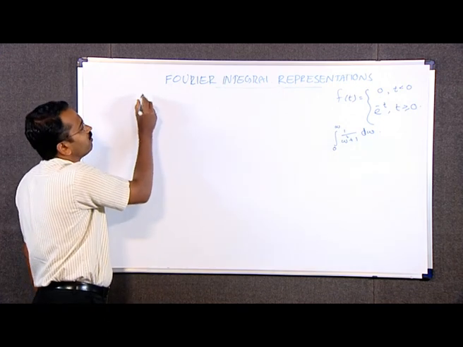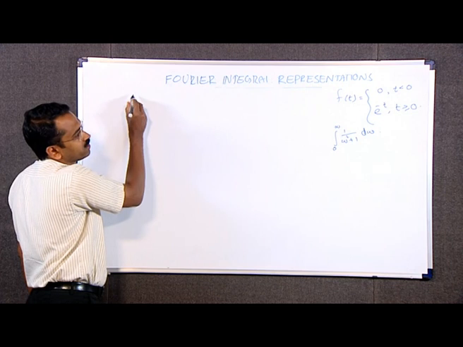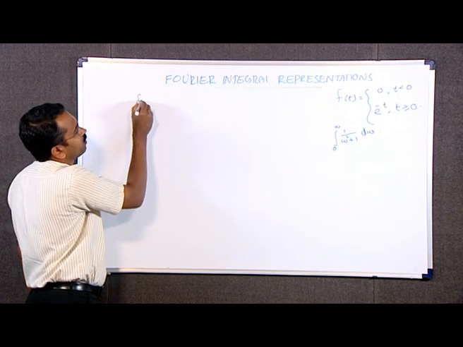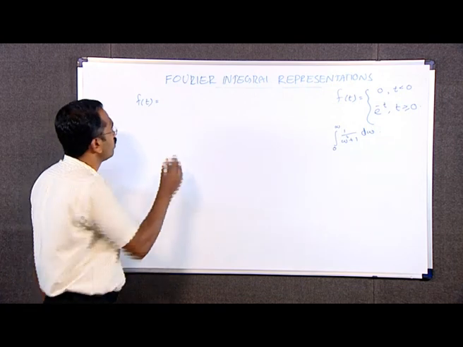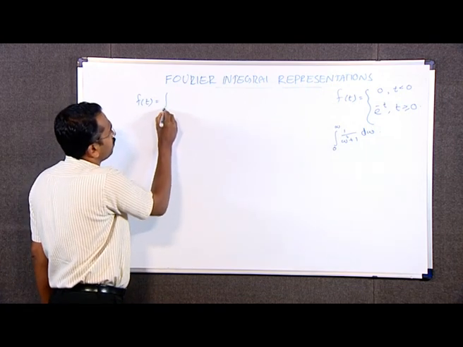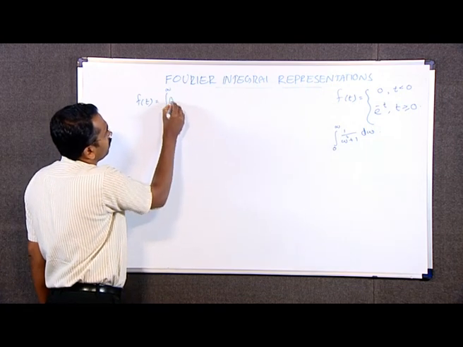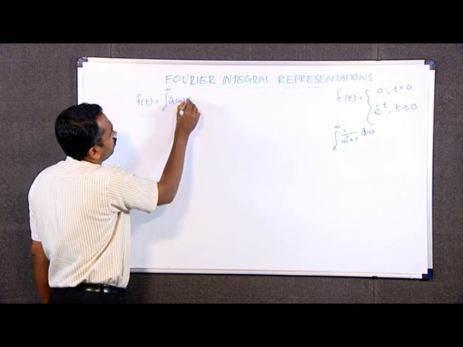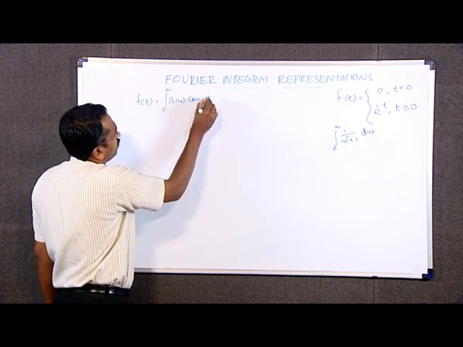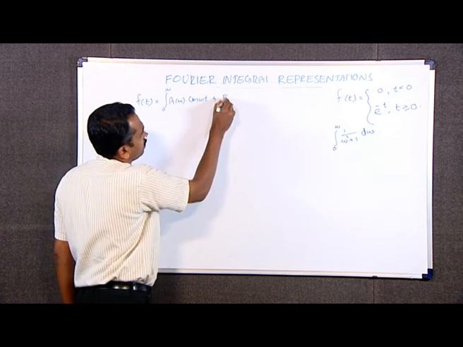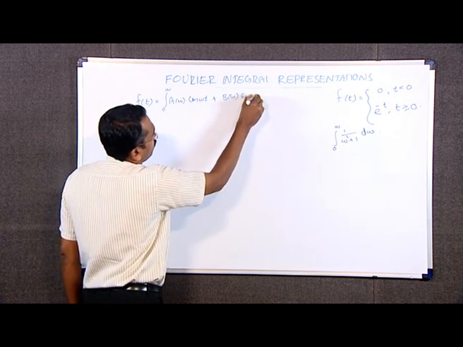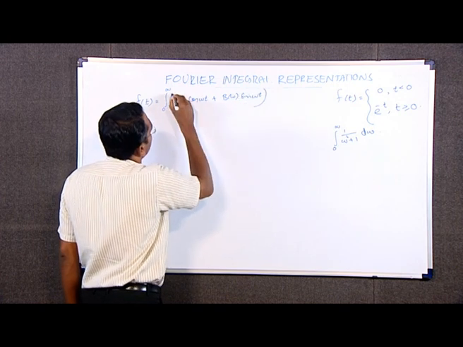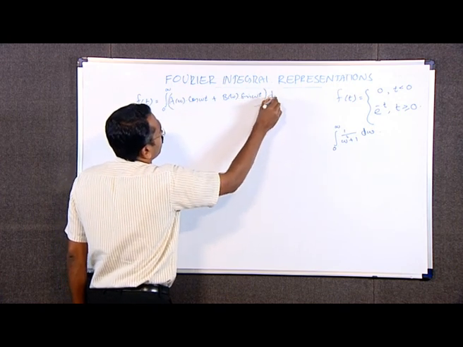First of all, we have to write the corresponding Fourier integral representation as f of t is equal to integral from 0 to infinity a omega into cos omega t plus b omega into sin omega t d omega.